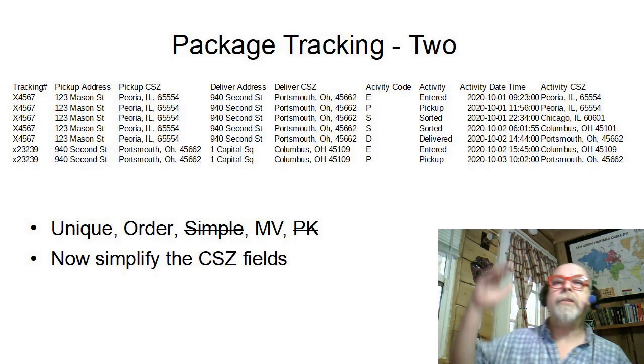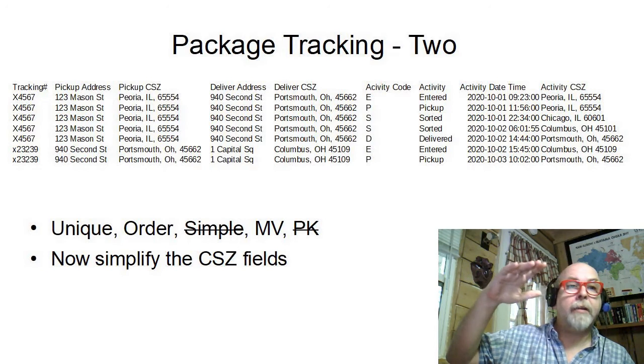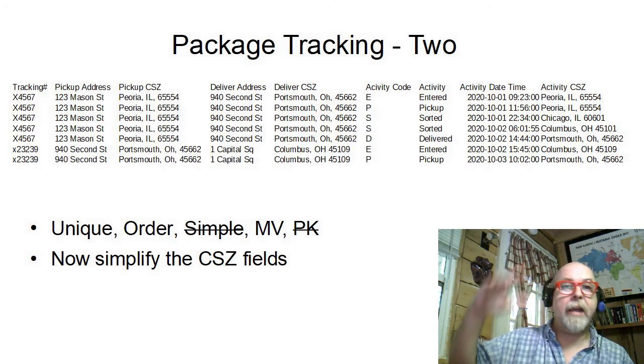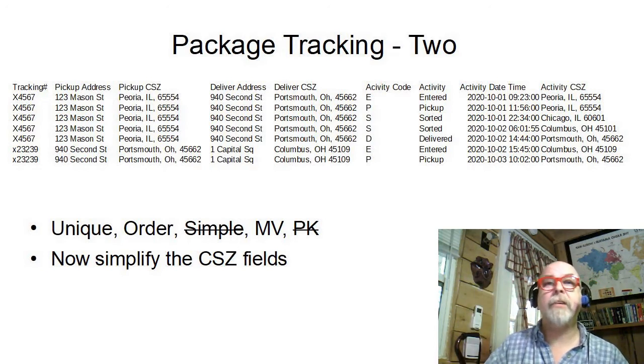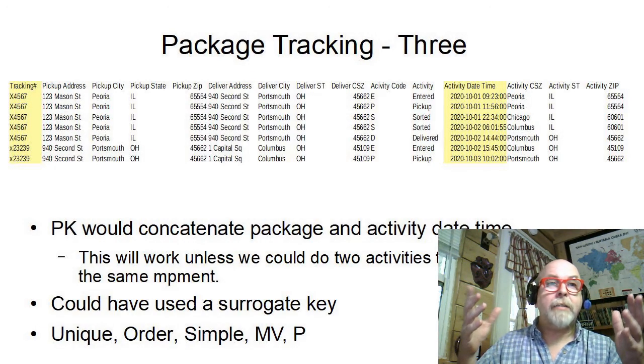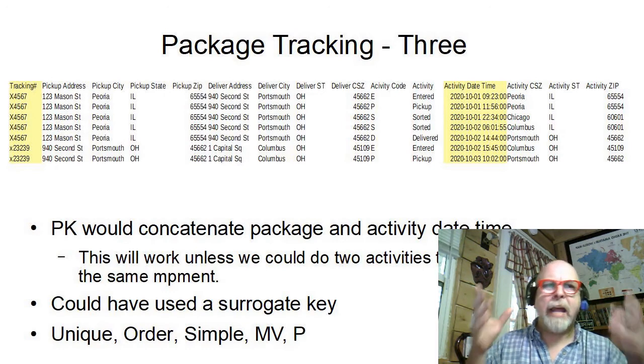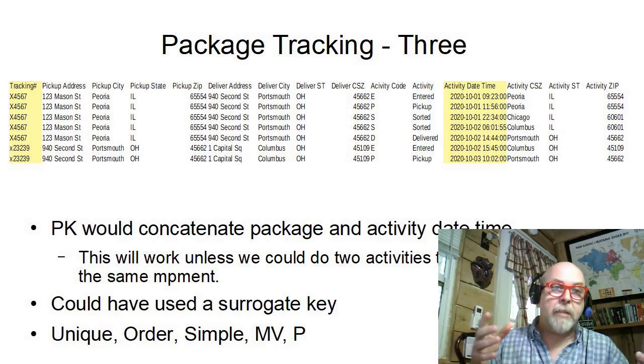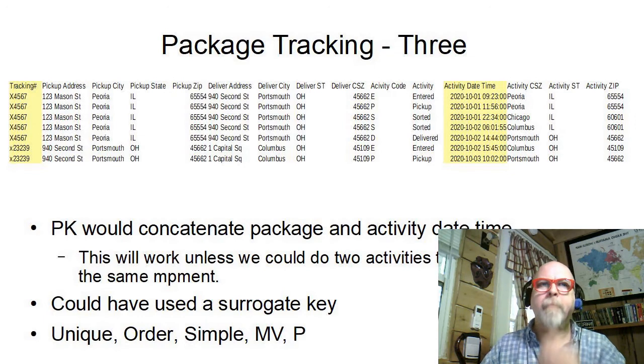By repeating the tracking number and all of the package information on every row, we've now fixed the unique problem and we fixed the order problem. Now, we still have the simple problem. On the next slide, you're going to see me fix all of the addresses into their simple format. So I've simplified the addresses and broke them up. And I probably should add country because I might ship to some other country somewhere. But we now need to come up with a primary key.